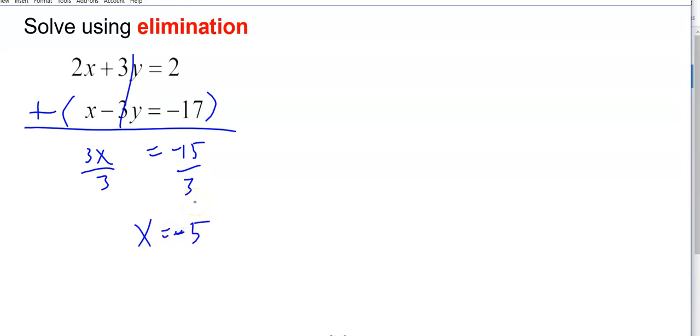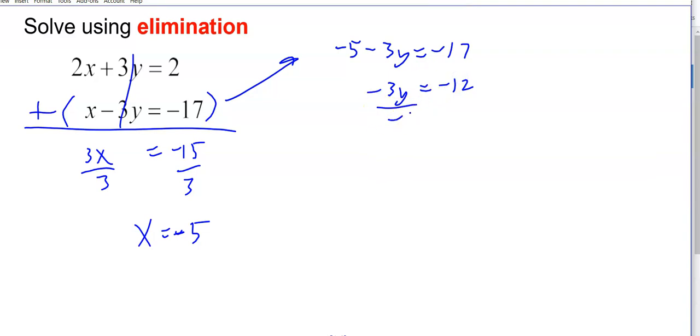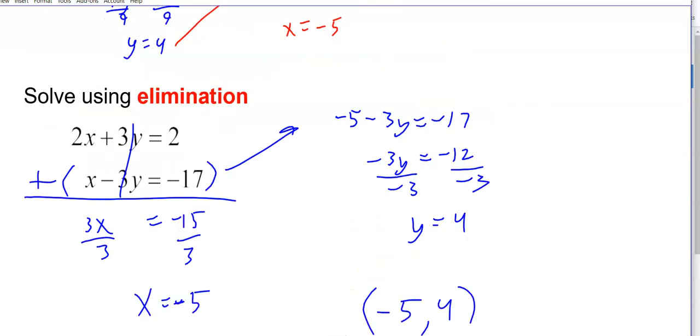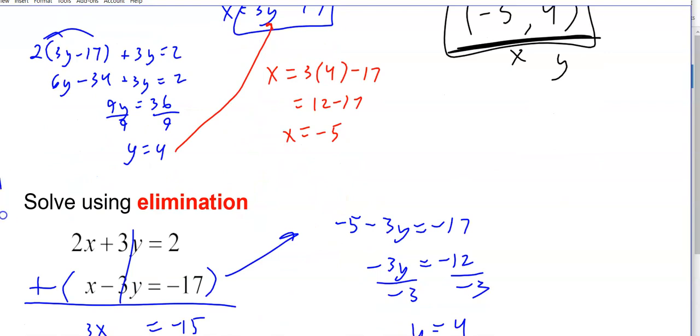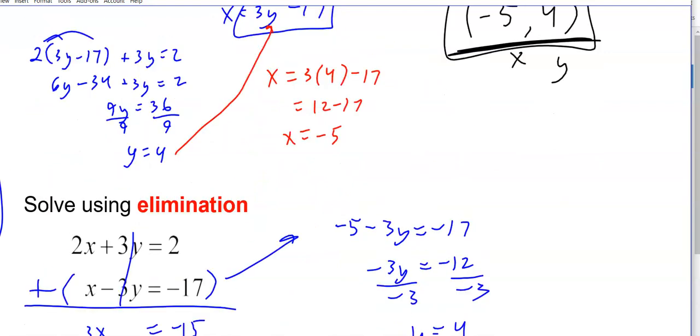And then we take one of those equations. It doesn't really matter which one. I'm just going to take this one. So it's going to be x, which is -5, minus 3y equals -17. Add 5 to both sides. Divide by -3. I get y equals positive 4. So my answer is -5, comma 4. The answer looks kind of familiar. I think it is the same answer. Oh, it's the same question. That's probably why, right? So we just solved it a different way.